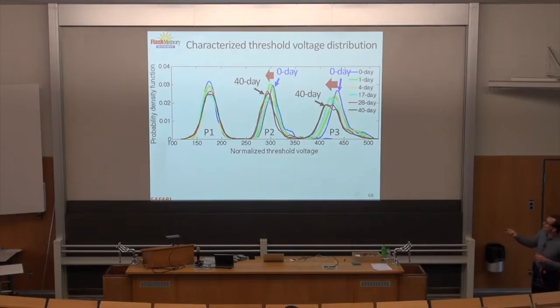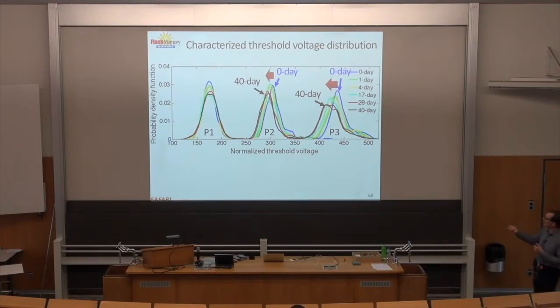This shows the shifts in the threshold voltage distribution. So 0 day, meaning you programmed something, and at that point, you measure the threshold voltage distribution. It looks like this blue curve over here. After 40 days, that curve is the black curve. And this is still in a good device.